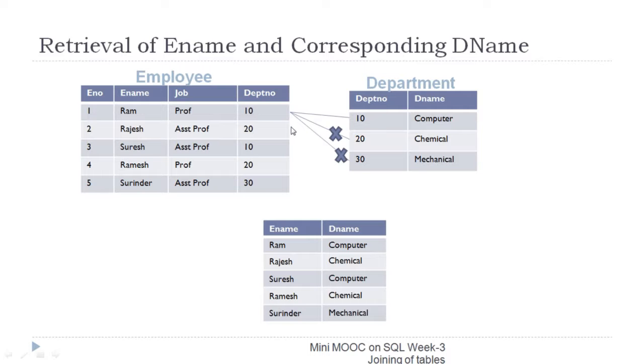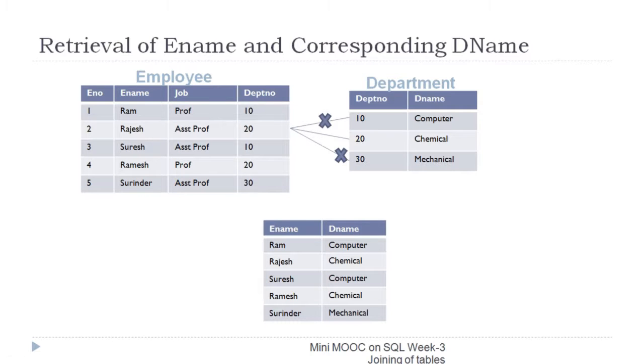So it is very natural that only that pair needs to be selected where the department number of the employee table is equal to the department number of the department table. Similarly, in case of the second employee, we are again interested in those records where their department numbers are equal, and we need to discard those employees where their department numbers are not equal.